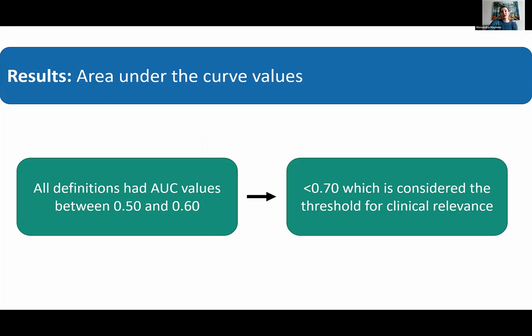For the area under the curve analyses, we found that all of the definitions had area under the curve values between 0.50 and 0.60. And to contextualize what that means, you can simplify the interpretation of area under the curve to say an area under the curve of 0.5 is no better than a coin flip in terms of knowing if someone has disability based on their sarcopenia status. And certainly these values were well below 0.70, which is considered the threshold for clinical relevance.